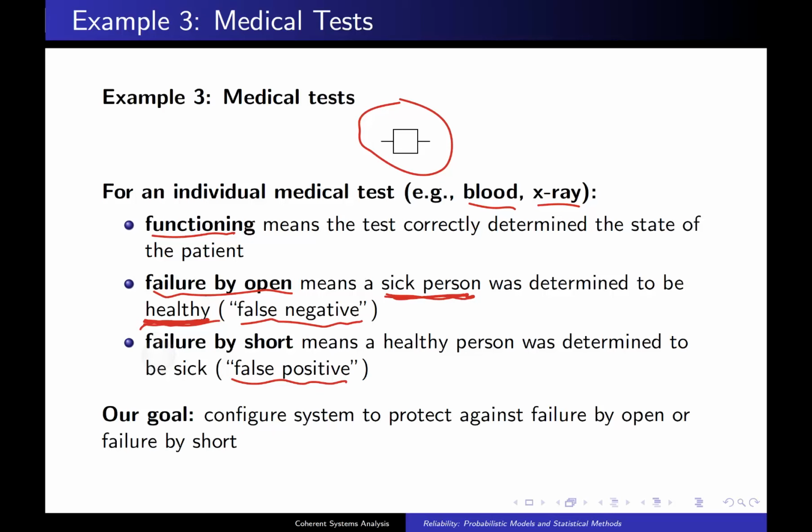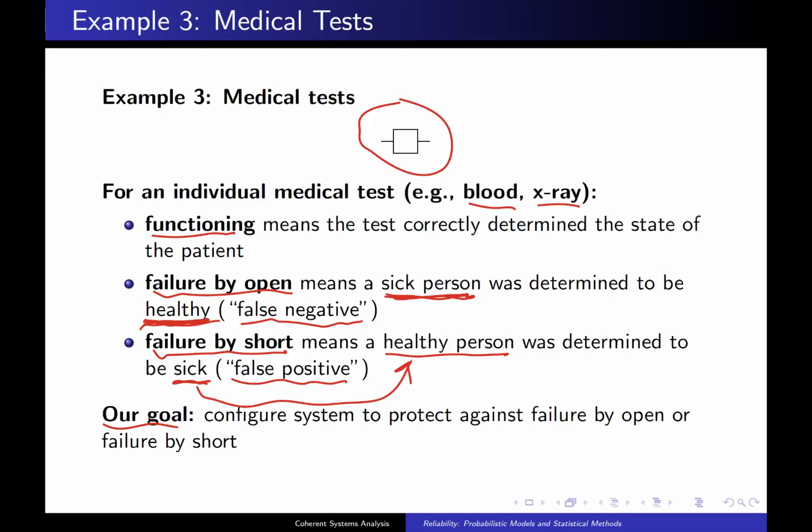Failure by short is not a great outcome either, because it means that a person is healthy and the test says that they are sick, which means you start treating, hopefully not with surgery, but you start treating either with pharmaceuticals or surgery, a healthy person when there's nothing wrong with them. So our goal in this case is to configure the system to protect against failure by open or failure by short, and you can pretty much guess what is going to happen.